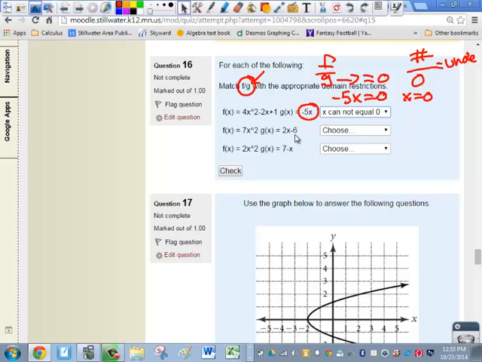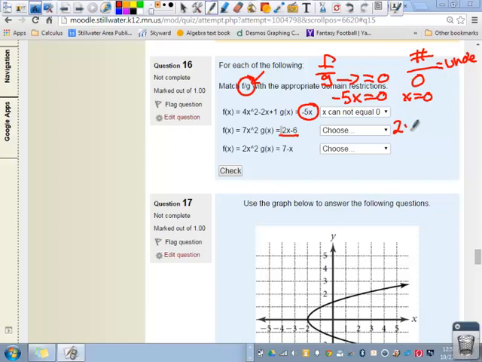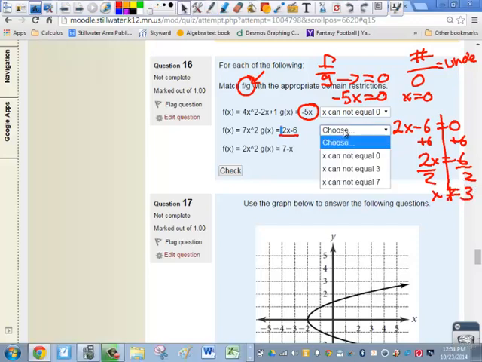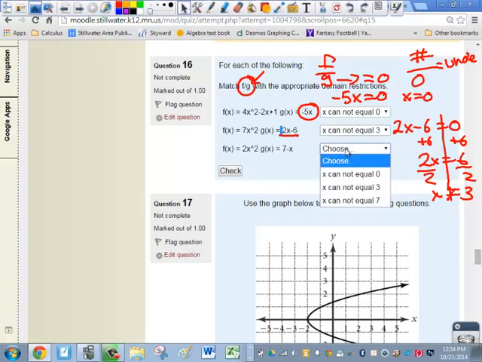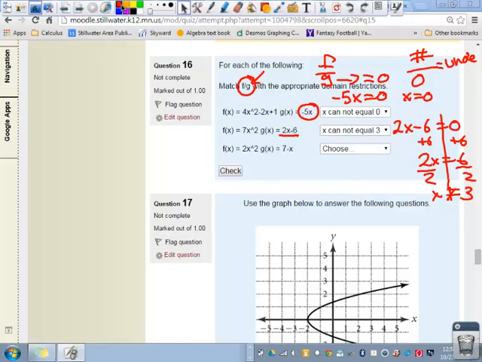Okay, so let's do this other one right here. 2x minus 6. We're going to set this equal to 0. So we've got 2x minus 6 equals 0. Add 6, add 6. I got 2x is equal to 6. Divide by 2. So x can't equal 3 in this situation. So let's choose that: x cannot equal 3. And I bet this is the only other one, but let's just make sure. What would we have to do to make this 0? 7 minus what is equal to 0? 7 minus 7 is equal to 0. So x cannot equal 7.